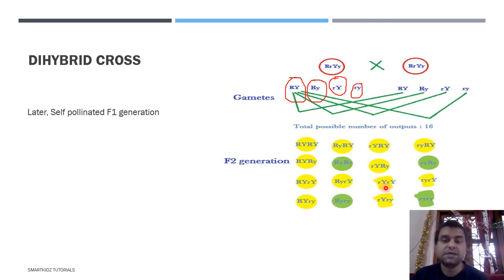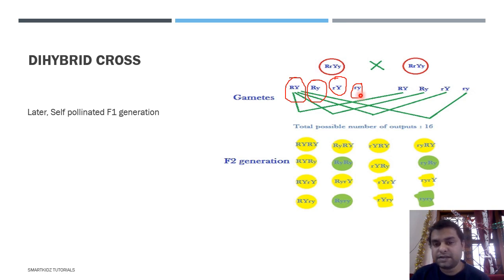The two small r's give us wrinkled seeds, a recessive characteristic for the shape of the seed, and the two capital Y's give us yellow seeds, which is a dominant characteristic for the seed color. Then when the small r and small y combine with small r and small y, once again we get wrinkled but yellow seeds.